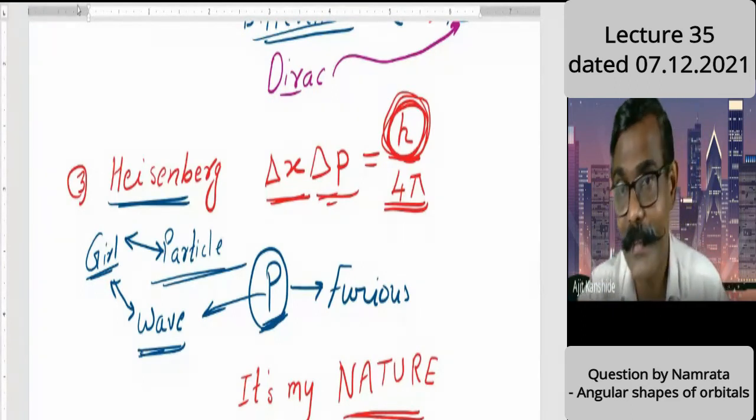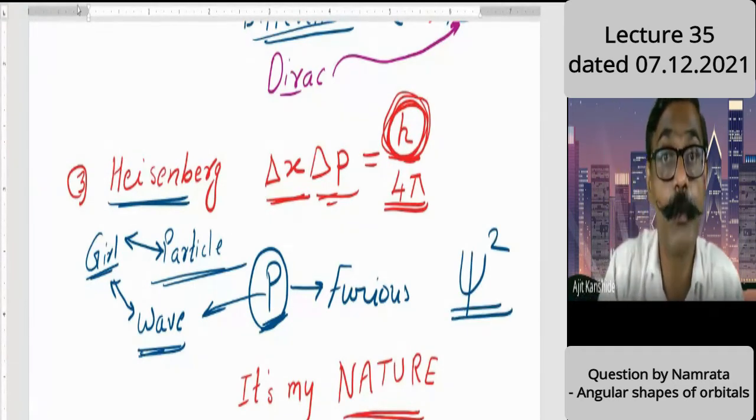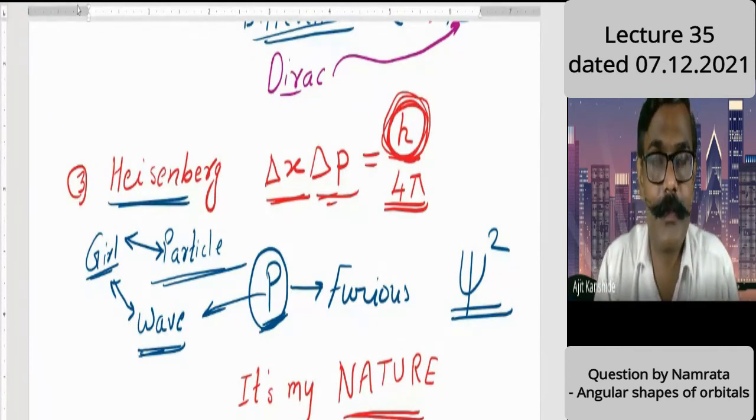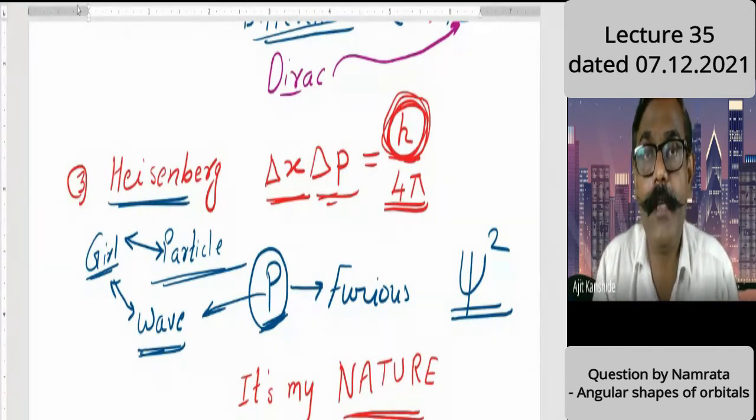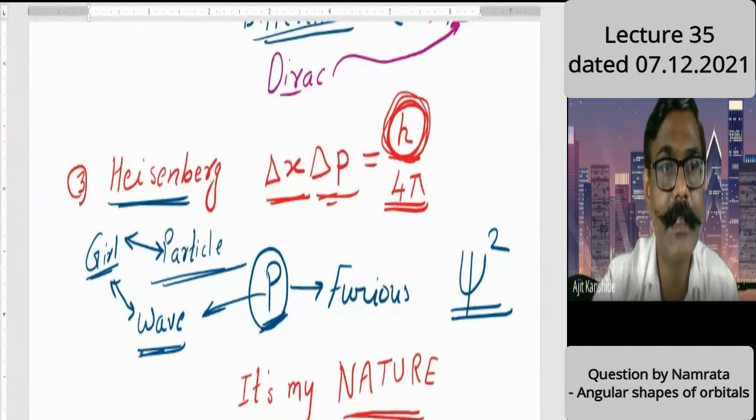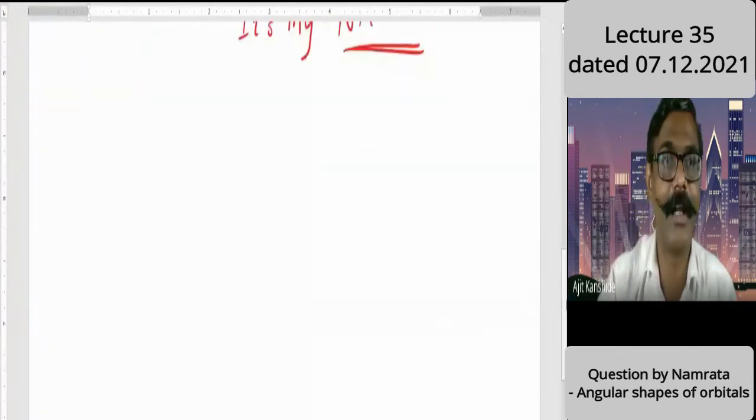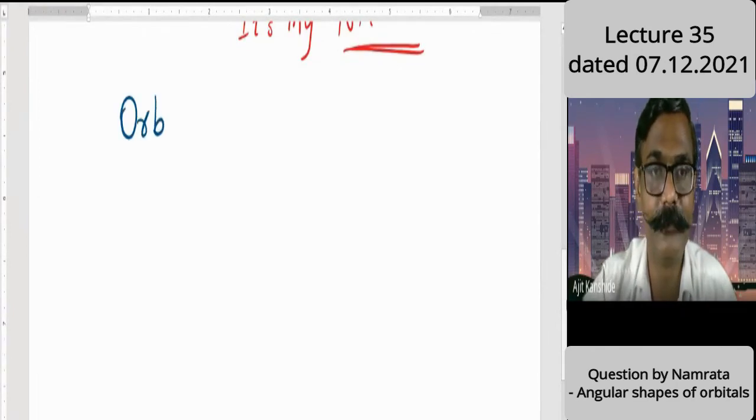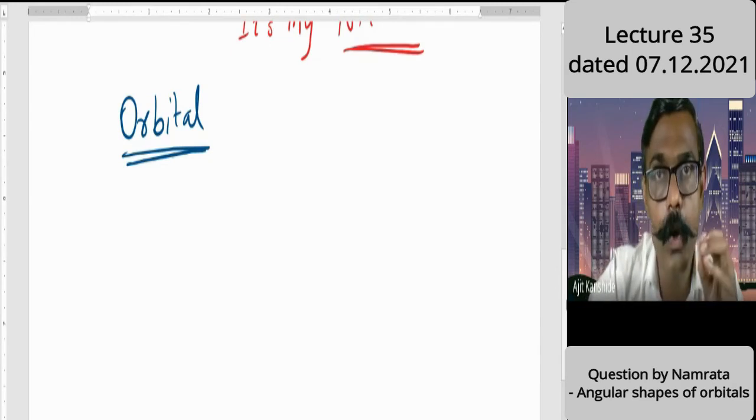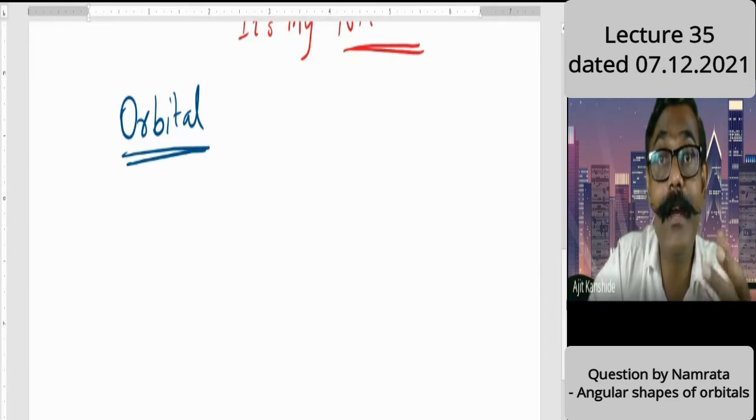So I said previously, psi has no physical significance, but psi square has. So the probability of the existence of the electron gets the importance. And the probability of existence of the electron has a shape. Suppose we consider that, then that shape is none other than the answer to Namrata's question. And her question was regarding orbitals. How the electrons are oriented or allocated, accordingly orbitals will be understandable.